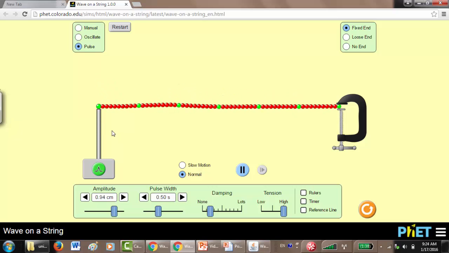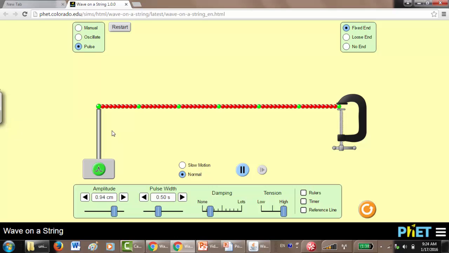Notice that as it comes back, the amplitude no longer is at the top of this string, but it's at the bottom. That's because of Newton's third law. When the energy gets to the clamp, the green and red particles right here are pushing up on the clamp, so the clamp pushes them back down.